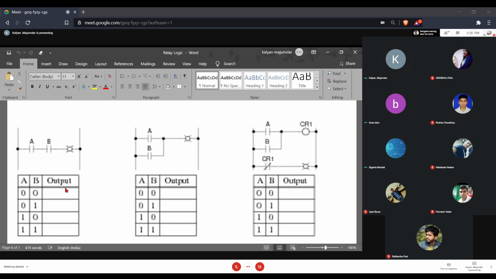0. Okay. 1 means 0. Okay, that means you have pressed 0. Okay. What about the third one? 1 0? 0. What about the last one?